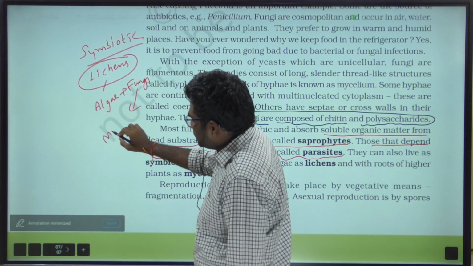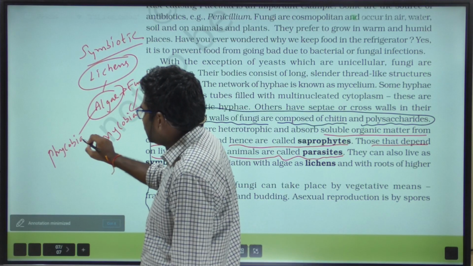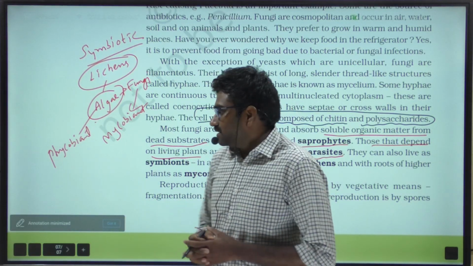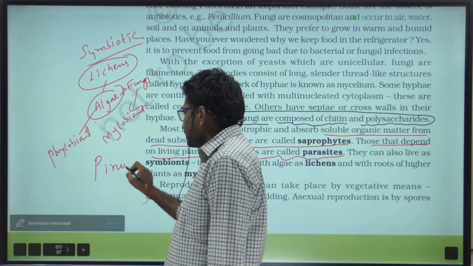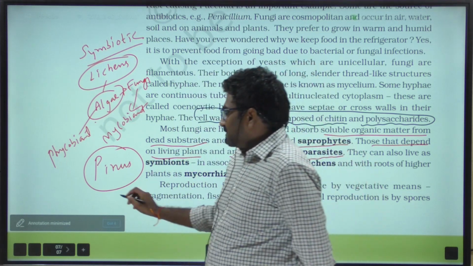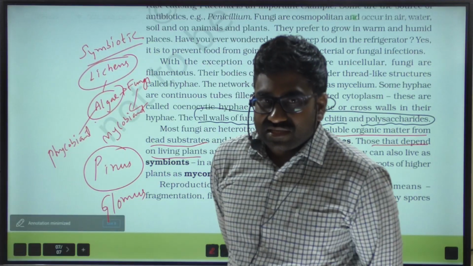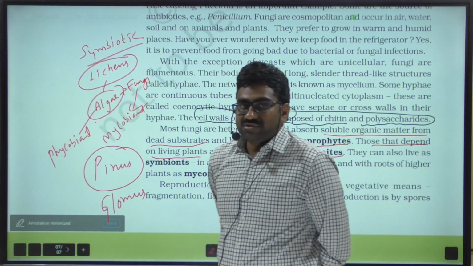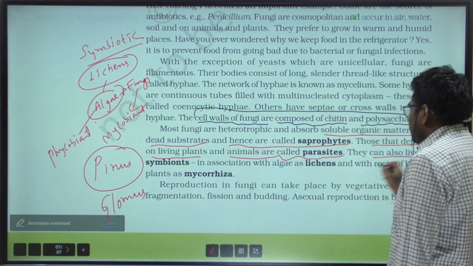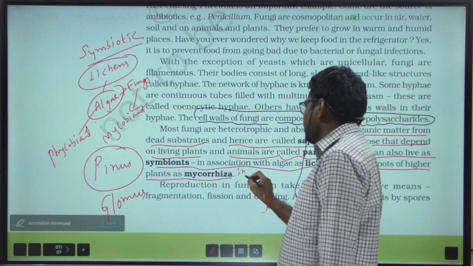The fungal component is called the mycobiont, and the algal component is called the phycobiont. Some fungi show symbiotic association in the roots of higher plants, as in Pinus, which we already discussed in the plant kingdom under gymnosperms. The fungus is Glomus. It lives in the roots of a Pinus plant and helps in the absorption of phosphorus. This type of association is called mycorrhiza.